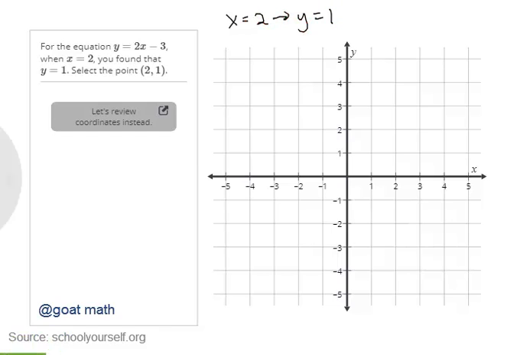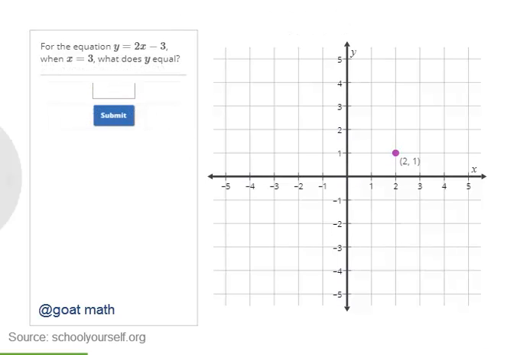So let's come up with a graph for this equation. Try plotting the point whose x-coordinate is 2 and whose y-coordinate is 1, and click over here if you'd like to review coordinates. Nicely done! So this point, 2, 1, is part of the graph for this equation. When x equals 2, y equals 1.